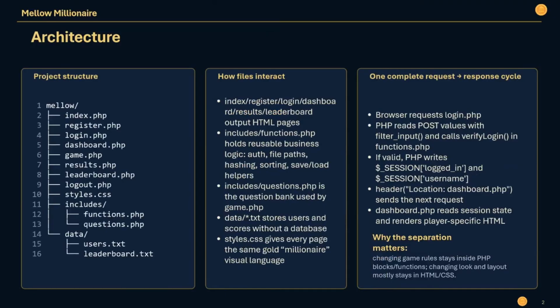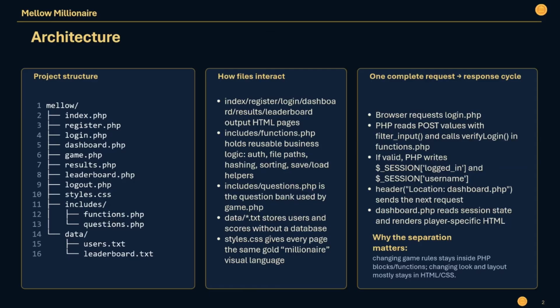And then we have the includes folder, which holds the functions.php file, which has all the logic, whether it authenticates something, or the file paths for storing, saving and loading. We also have the questions.php file, which holds all the questions, which you'll see later when we do the demo. The data.txt stores all the user information, their scores, and how they rank in the leaderboard. We also have a styles.css page, which shows the same gold Millionaire visual language. You'll see that it's very, very beautiful.